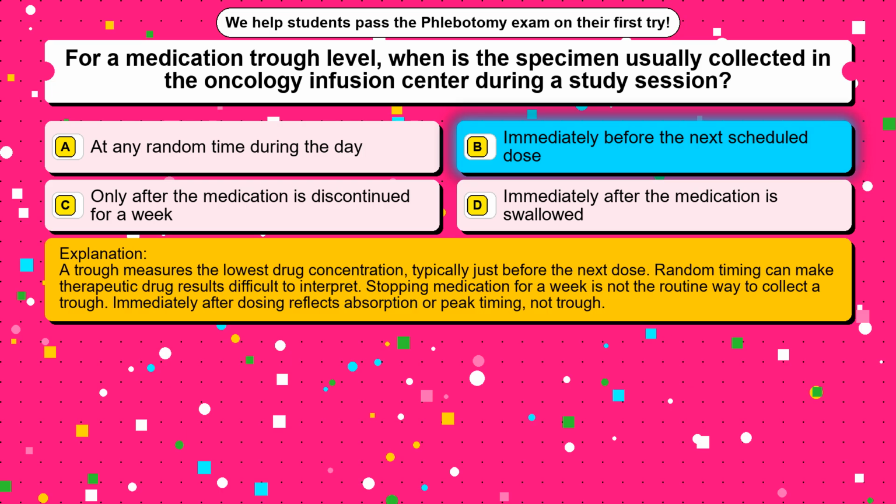A trough measures the lowest drug concentration, typically just before the next dose. Random timing can make therapeutic drug results difficult to interpret. Stopping medication for a week is not the routine way to collect a trough. Immediately after dosing reflects absorption or peak timing, not trough.